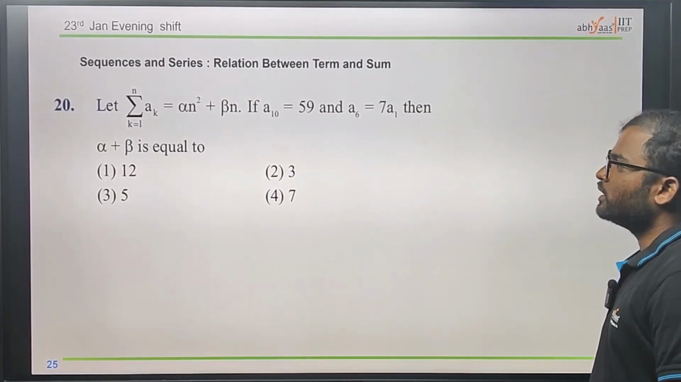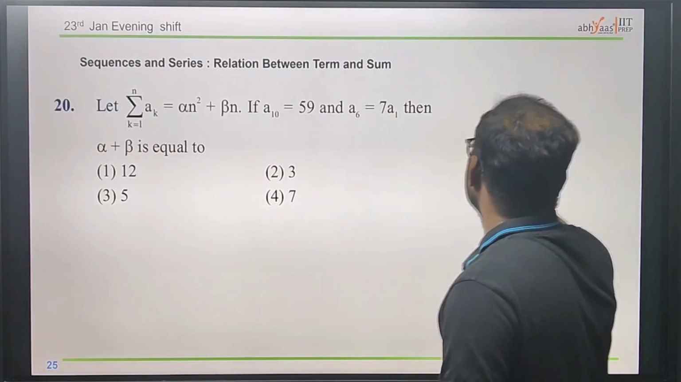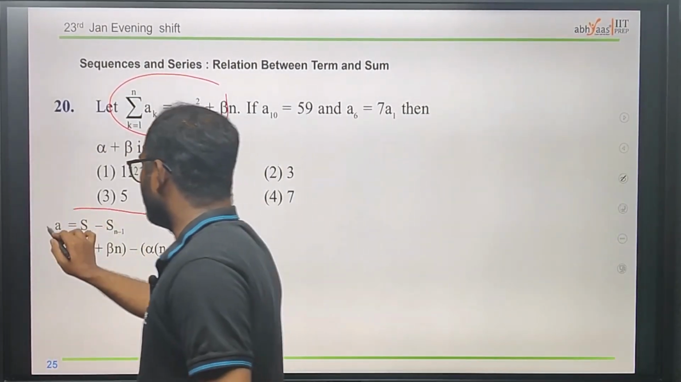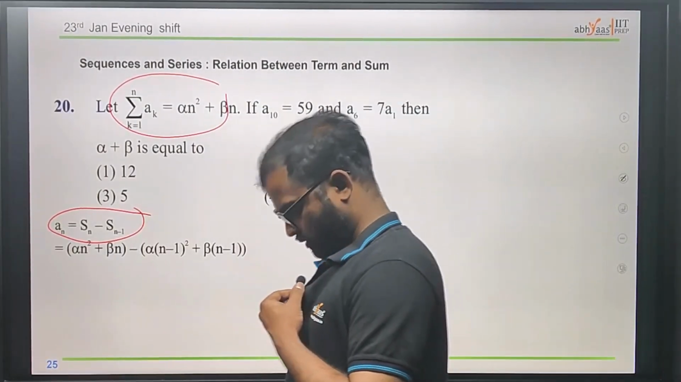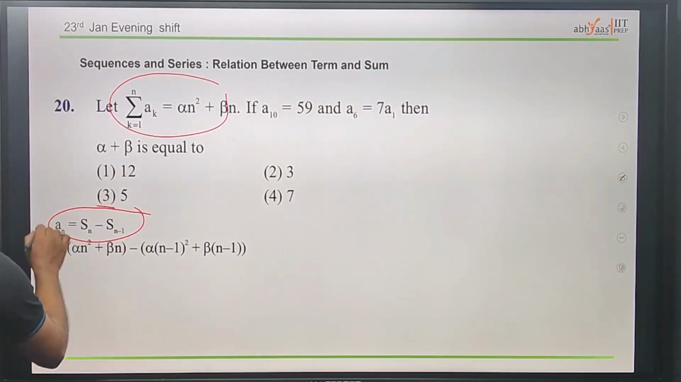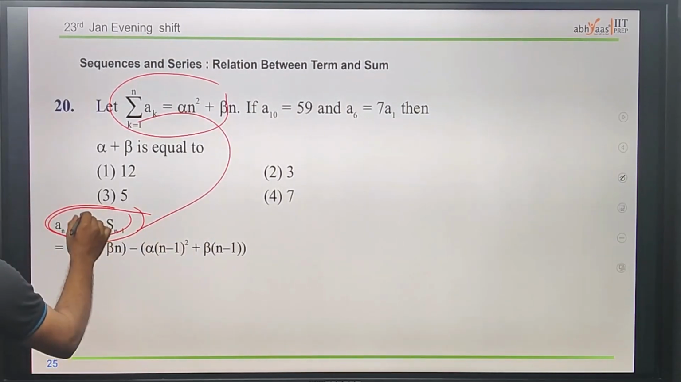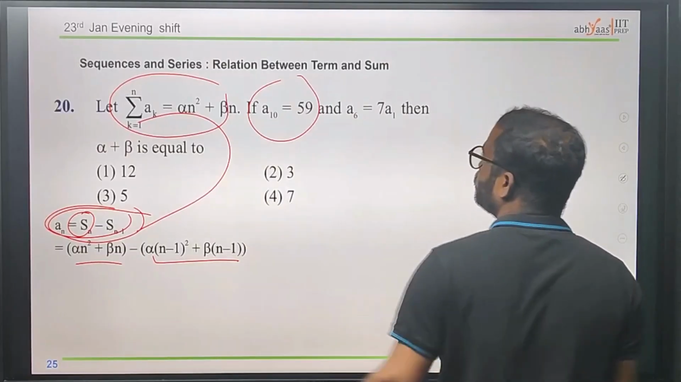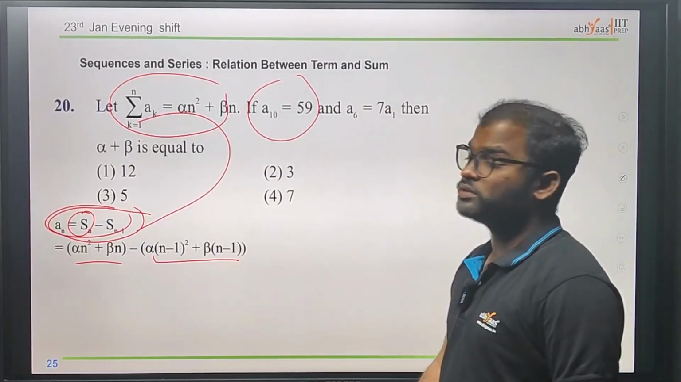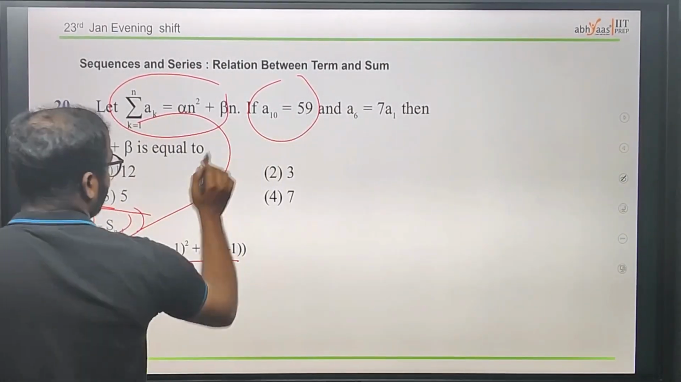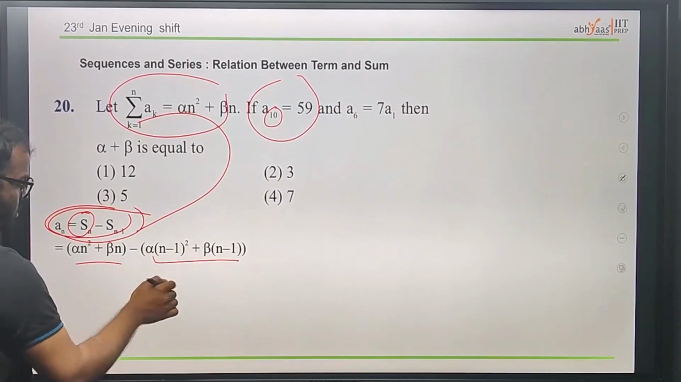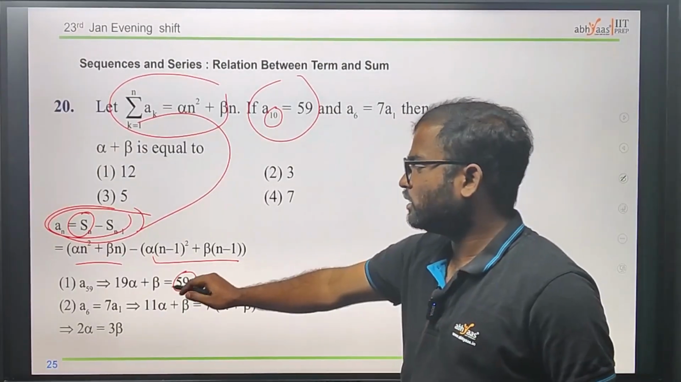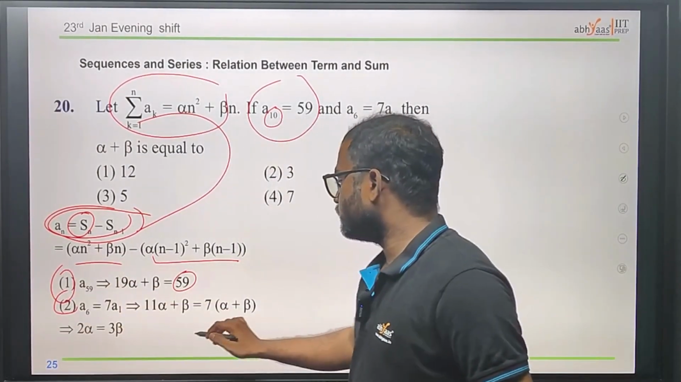Okay, now we will move to the 20th question, which is based on sequence and series, which can be done by using this one: An is equal to Sn minus Sn minus 1. Now using this we can easily find the Sn term and Sn minus 1. Now A10 is equal to 59, which is given in the question. Just substitute those values and equate with 59. We will get equation 1 and equation 2. Solving both, we will get alpha and beta.